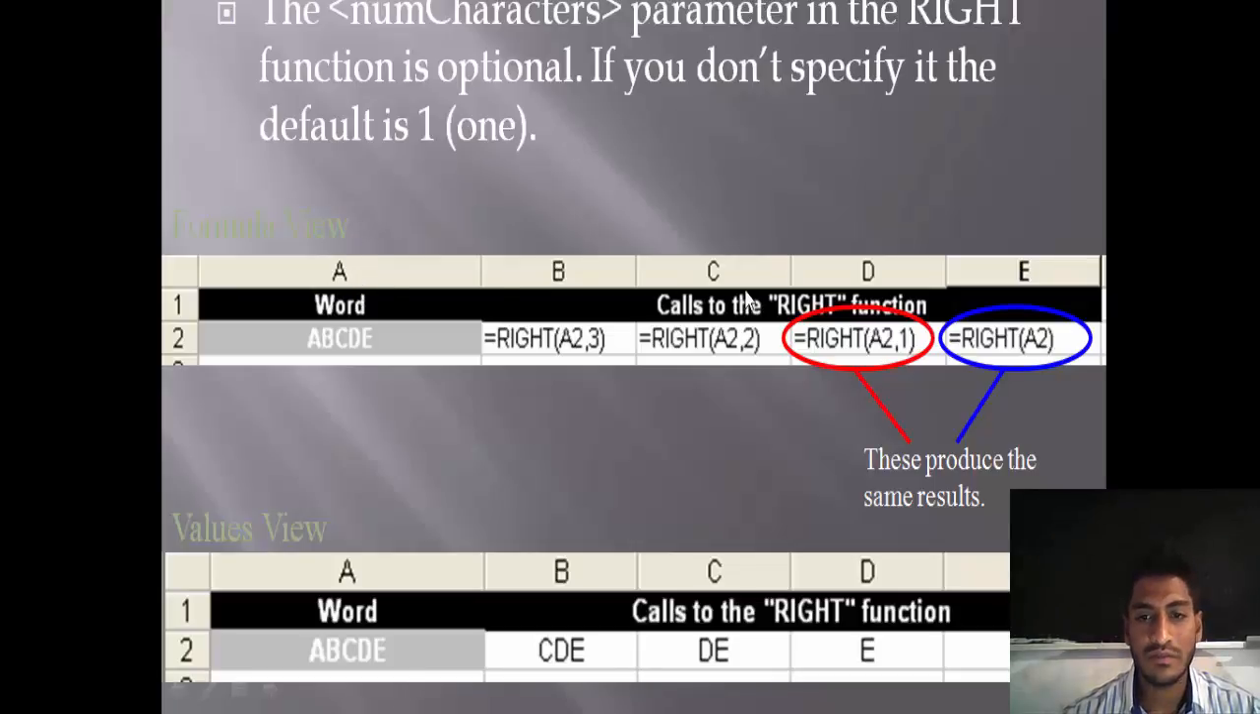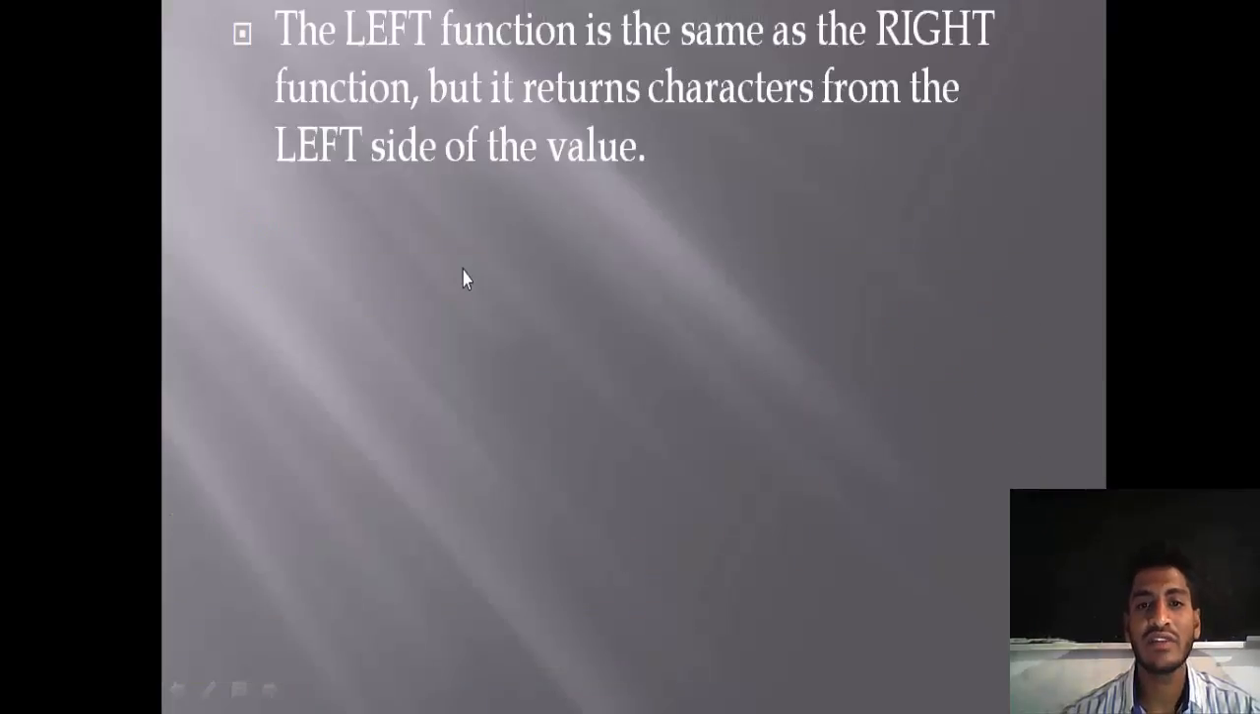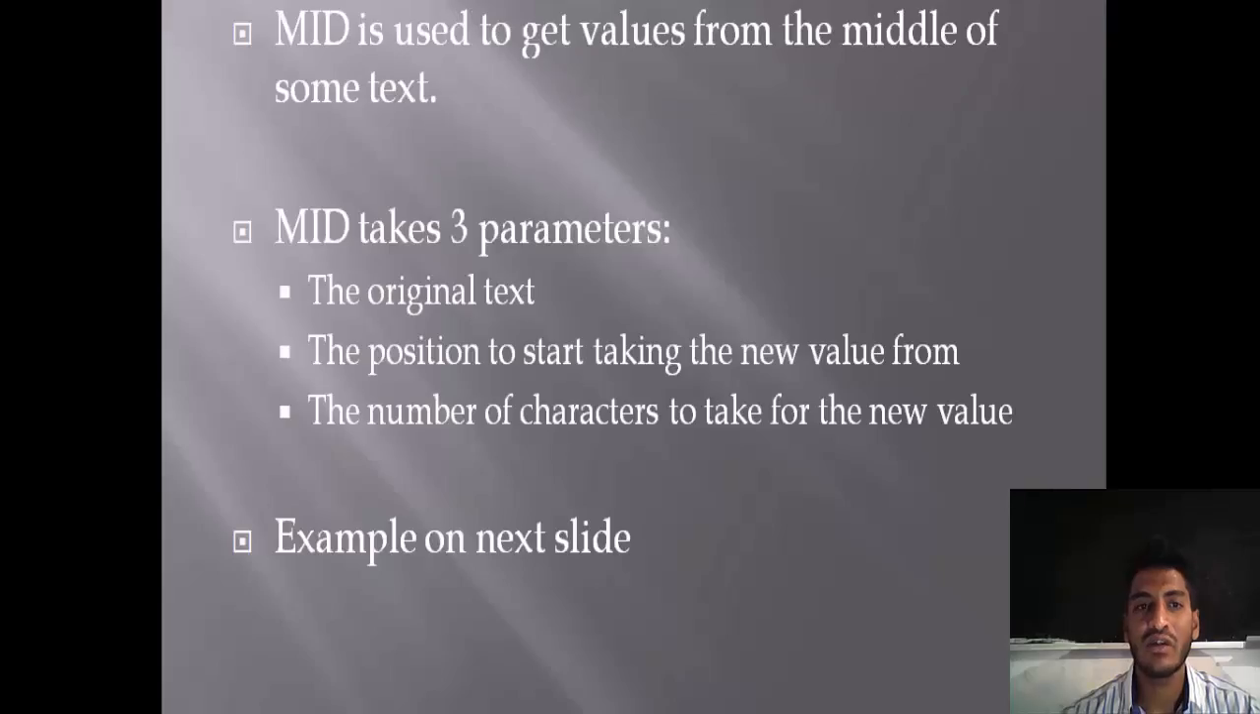Formula view: right A2, 1. You can see here that the formula equal to right A2 produces the same result. Values view: the results of the calls to the right function. The left function is the same as the right function, but it returns characters from the left side of the value. Mid: text, start position, number of characters.